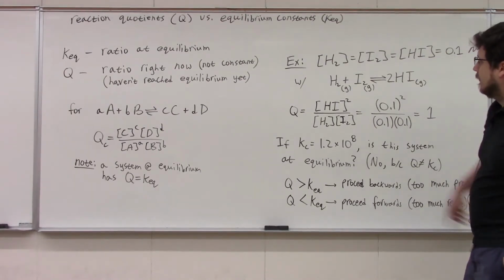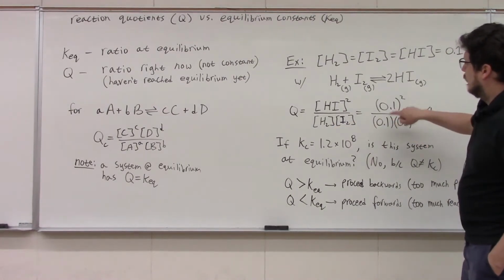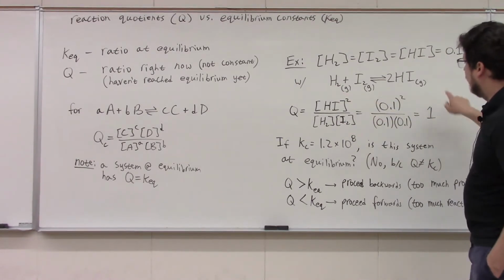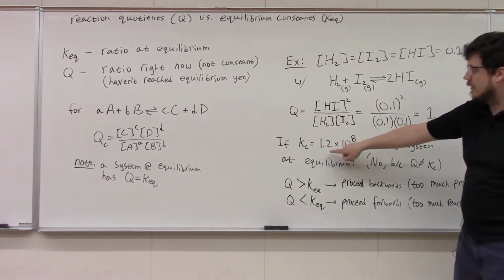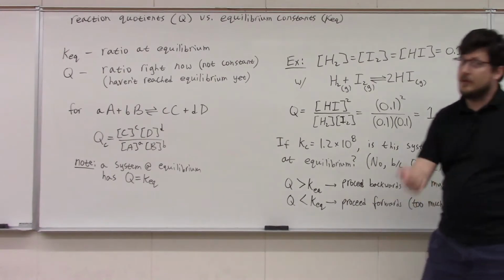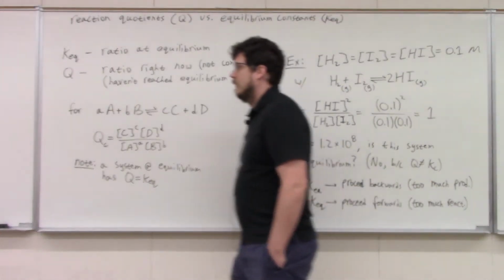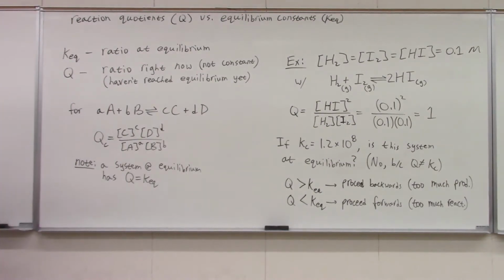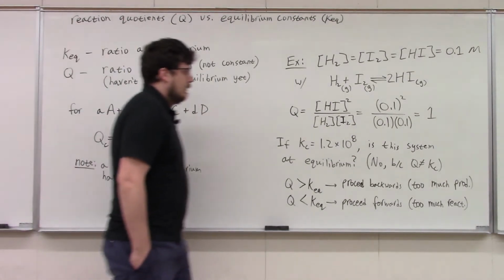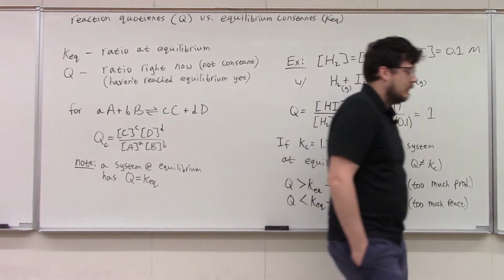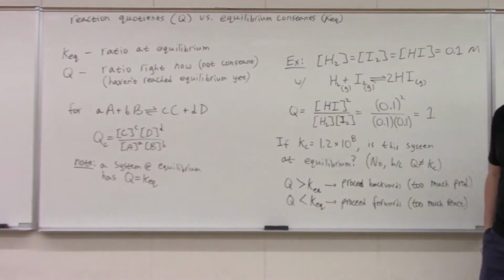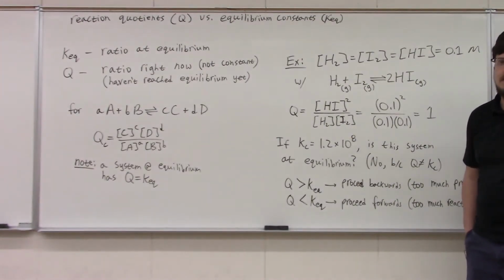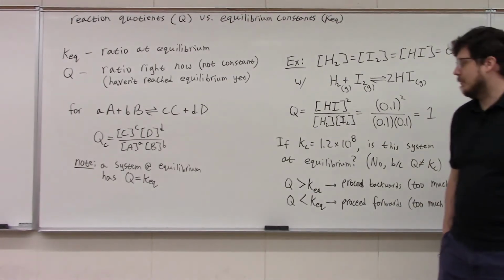All right, so 0.1, 0.1, 0.1. We just plug them in. We get 1. Now, if K is supposed to be 1.2 times 10 to the 8, which we calculated earlier in the previous video, are they at equilibrium? Is 1 the same as 1.2 times 10 to the 8? No. This system just got cut a hell of a paycheck. It is way over equilibrium. Like billion over equilibrium or something, or a couple hundred million, whatever it is.